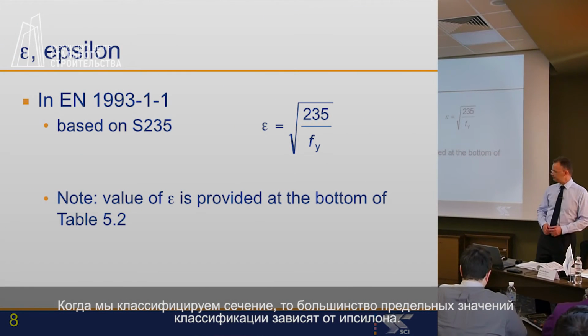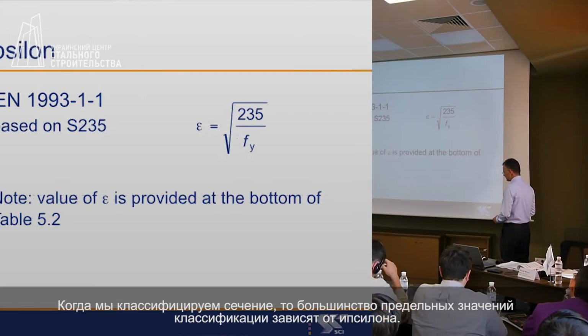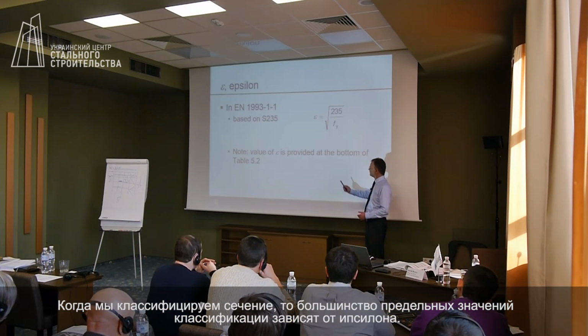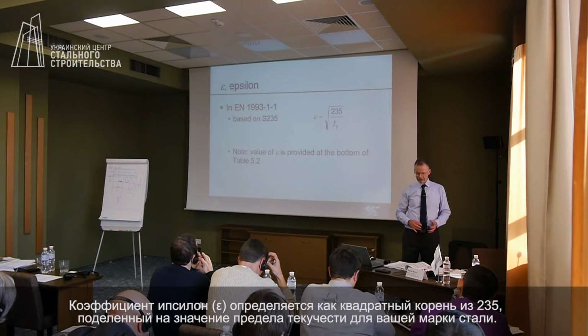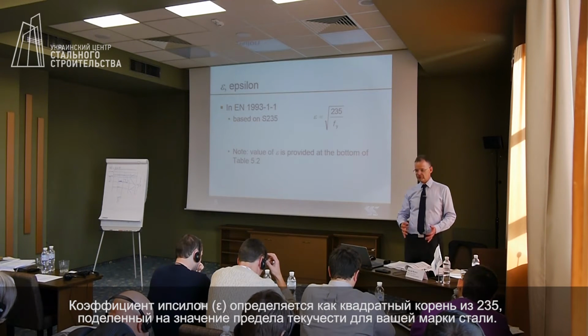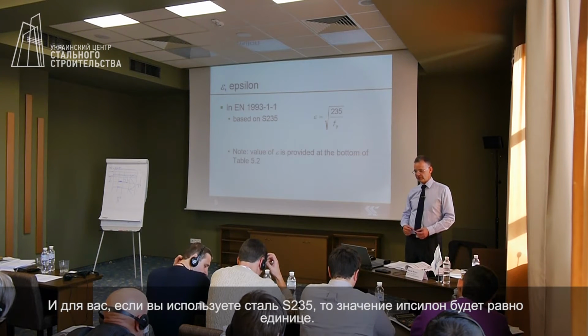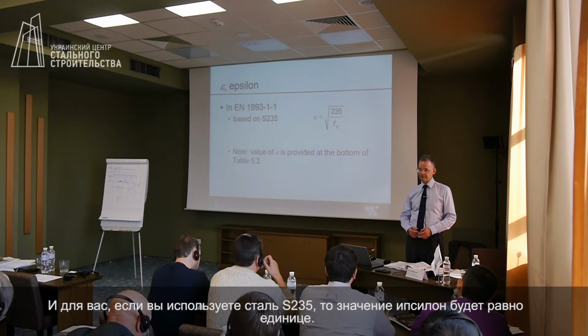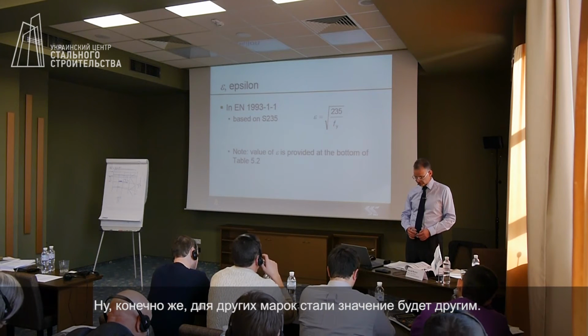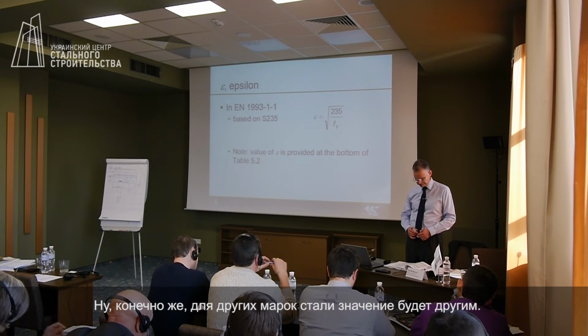When we classify then, many of the classification limits depend on epsilon. And you will see epsilon there. It's the root of 235 divided by your steel grade. And for you, if you're using S235, of course, epsilon will be 1. For other grades of steel, it would have a different value.